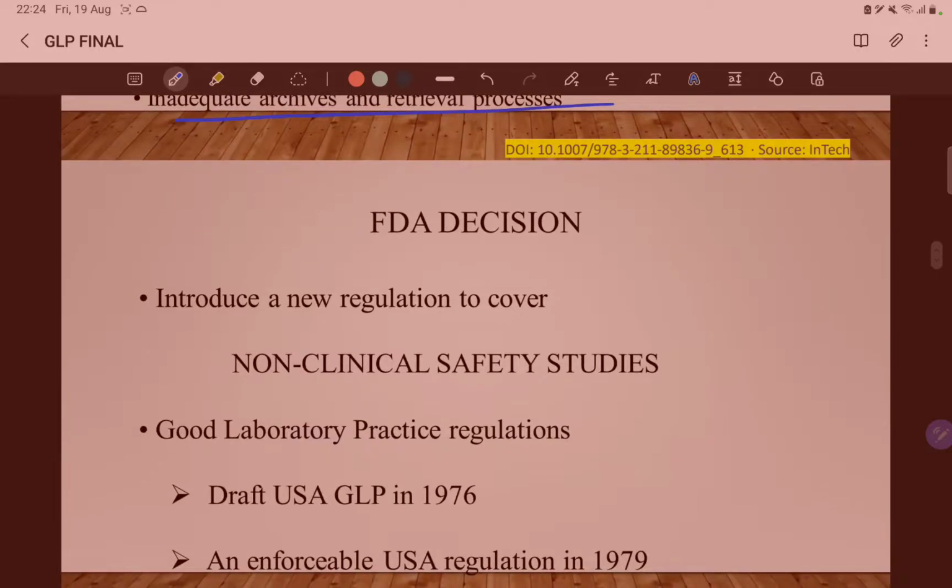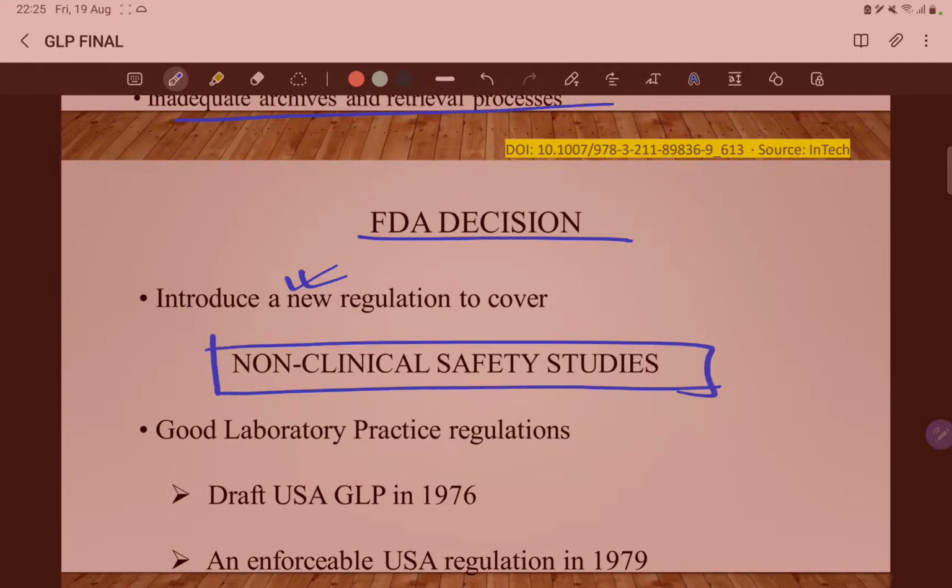So for every event there is a reaction. So what was the FDA decision? It was the introduction of a new regulation to cover the non-clinical safety studies.